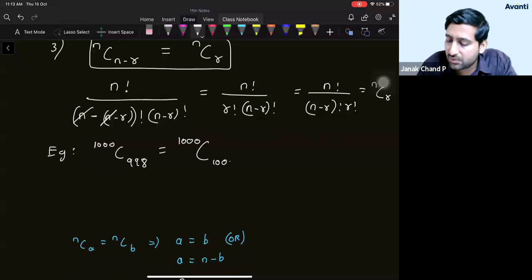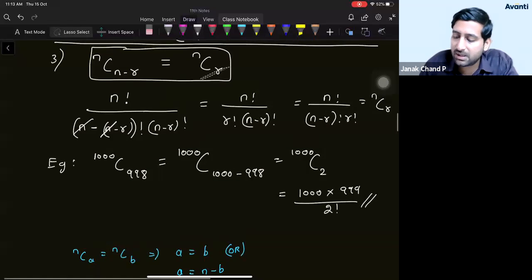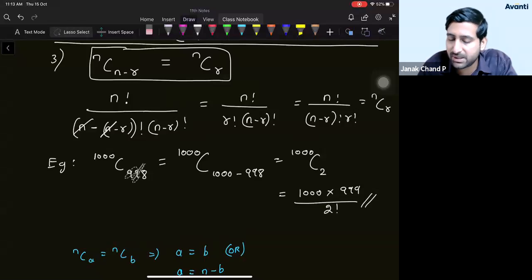1000C(1000 minus 998). So this will be equal to, student, 1000C2, and obviously, student, this quantity is very easy to calculate, right? So this is like multiplication of two numbers and then divided by 2 factorial. So this is very, very easy. So the application of this formula is whenever you have this value bigger, you can replace that bigger value with the difference of these two.